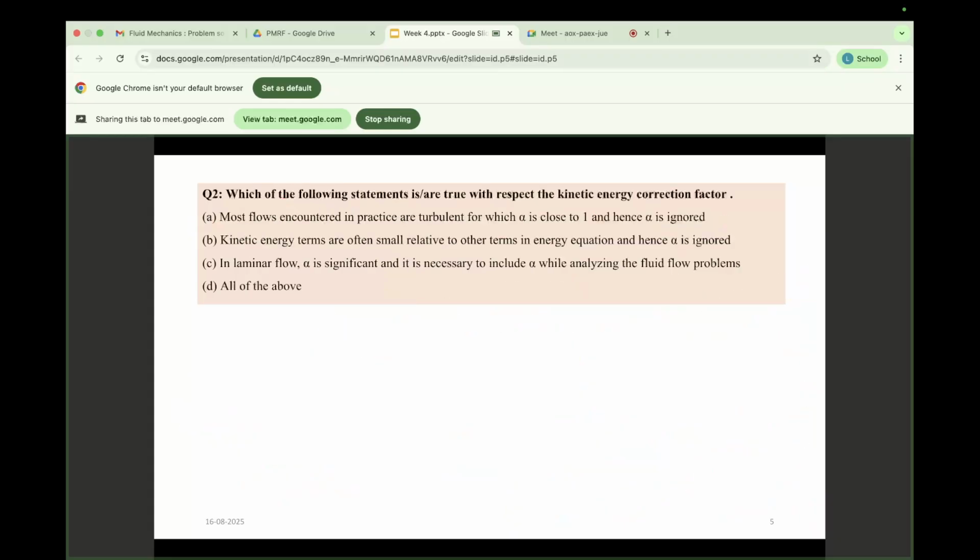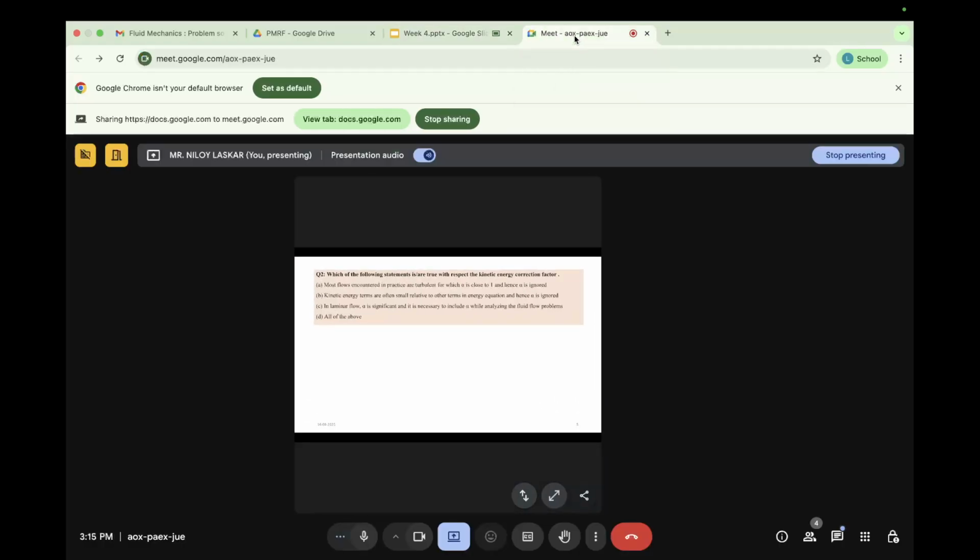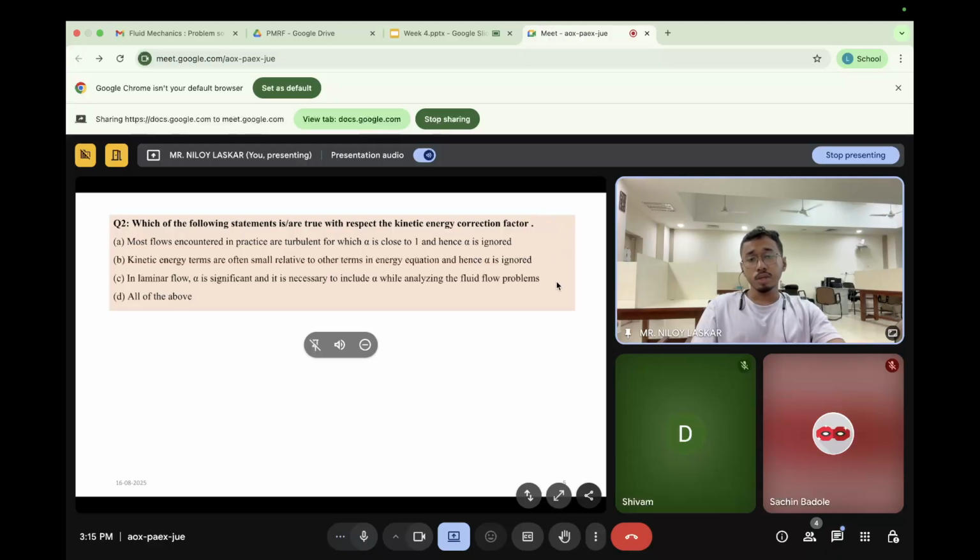So I am moving to the next question. In this question it was asked, which of the following statements is or are true with respect to the kinetic energy correction factor. These are the four options. Please try to answer. Do not worry about whether it is correct or not. Just attempt this, because it will help you clarify the concept.